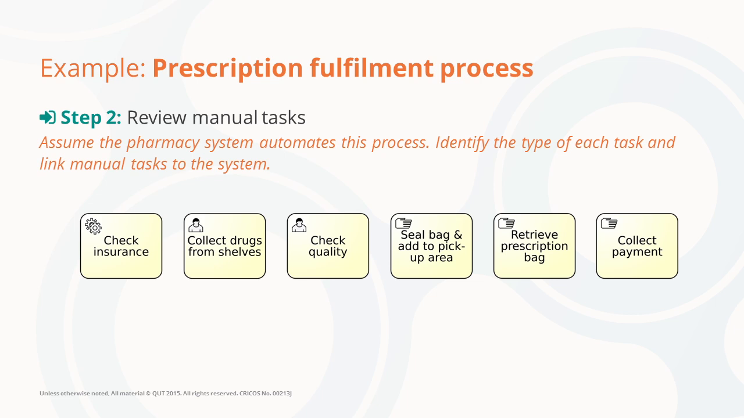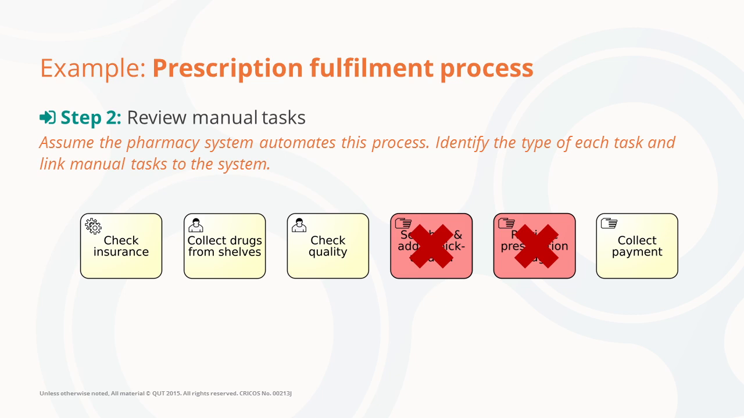The next activity, seal bag and add to pickup area, is actually an activity that cannot be linked to the BPMS because of the nature of this activity. It involves pretty much working with physical objects like the bag that needs to be sealed and then added to the pickup area. However, this activity will simply be done by the pharmacist as a normal procedure once they have completed the quality check. So we can remove it from our to-be executed process model. Similarly, the retrieval of the prescription bag is another activity that can be done by the technician every time the customer gets into the pharmacy.